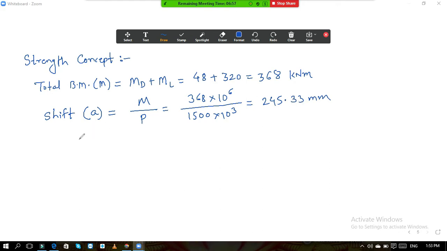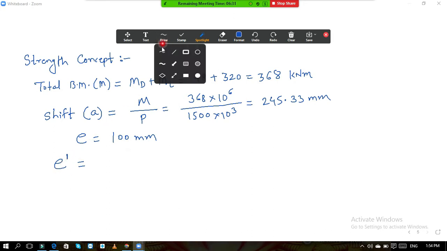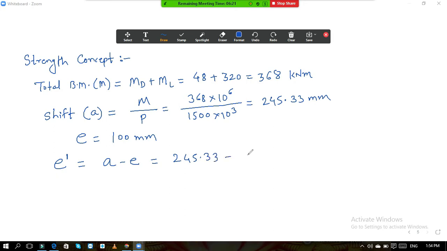Now we know the value of eccentricity. Eccentricity is equal to how much? It is 100 mm. E means the eccentricity of the P line from the centroidal axis. Now we will calculate E dash. E dash means the eccentricity of the C line, and this E indicates the eccentricity of the P line. So E dash is equal to A minus E, which is 245.33 minus 100, so it is 145.33 mm.